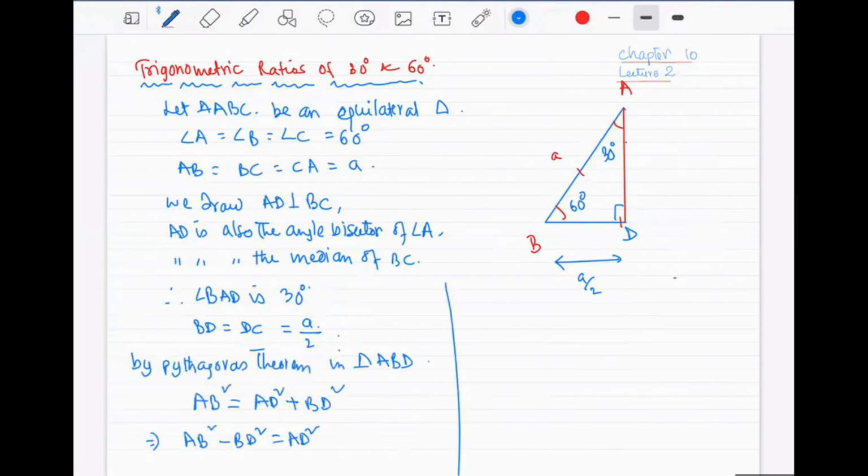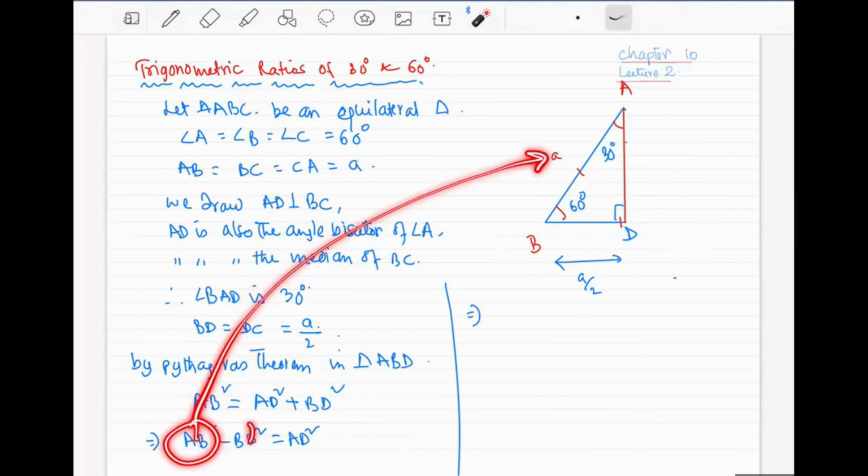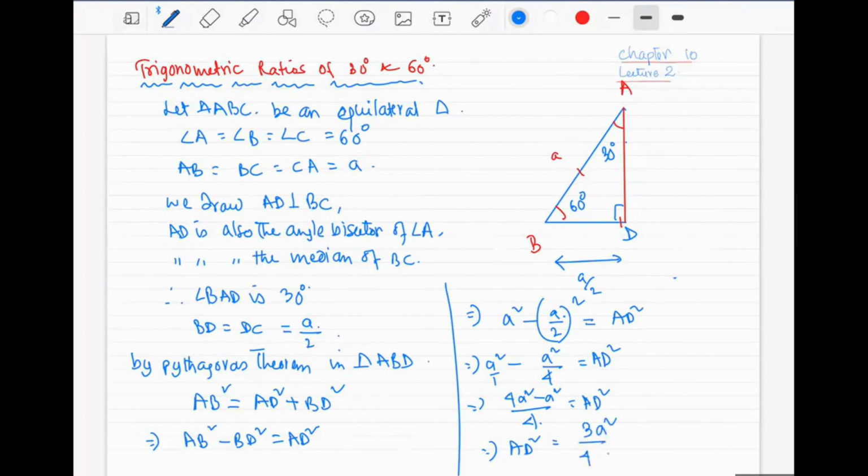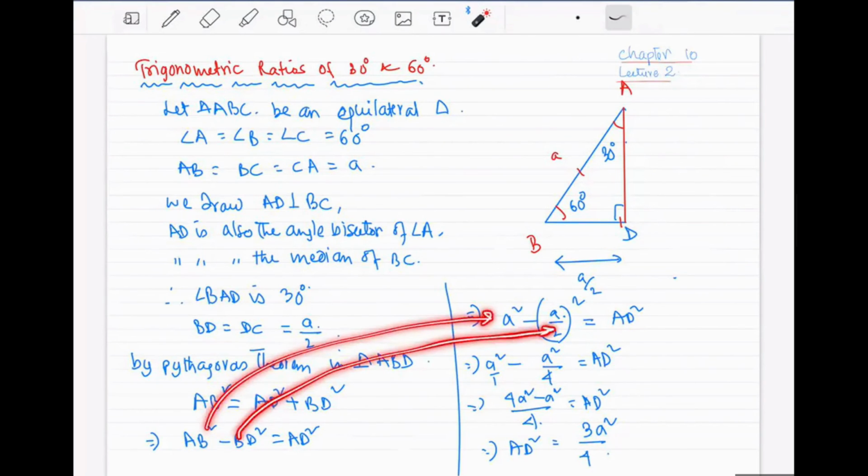I'm continuing it on the side. Put in the values. What's the value of AB? AB is A. What about BD? BD is A by 2. So right here, A square minus A by 2 whole square is equal to AD square. Look, this is just simple subtraction. You will be able to understand very easily. AB we put as A, BD we put as A by 2.